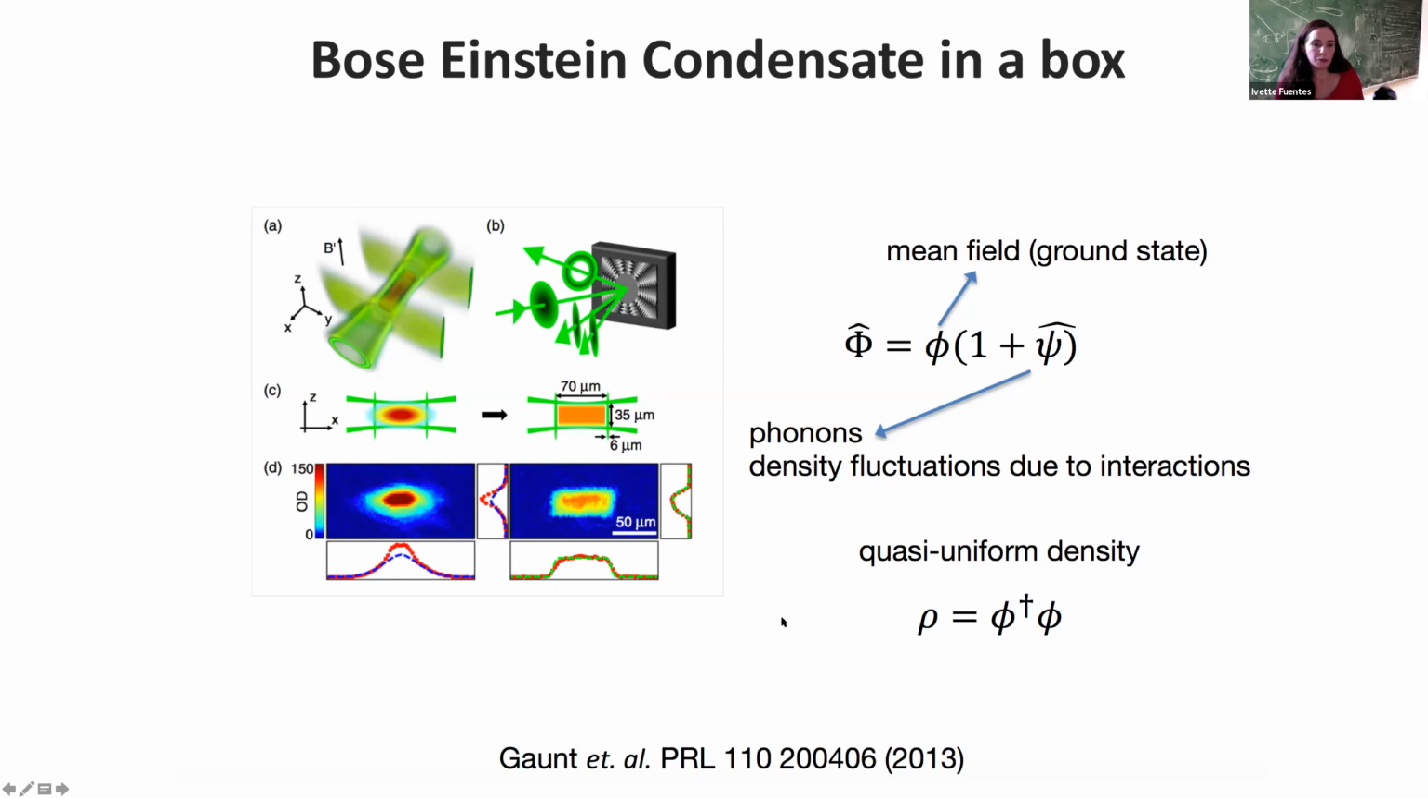What I'm going to show you applies only to a Bose-Einstein condensate in a box potential, where the density is quasi-uniform. But typically Bose-Einstein condensates are trapped in a quadratic trap. And in principle, you could do the same, only that the equations would be more complicated, and we haven't done that. But in principle, there's no fundamental reason why you couldn't do that.